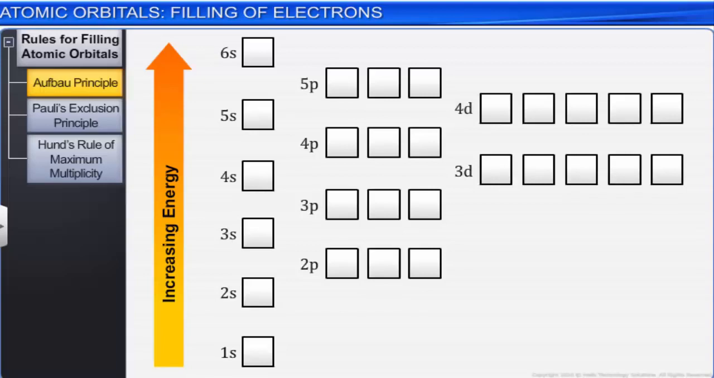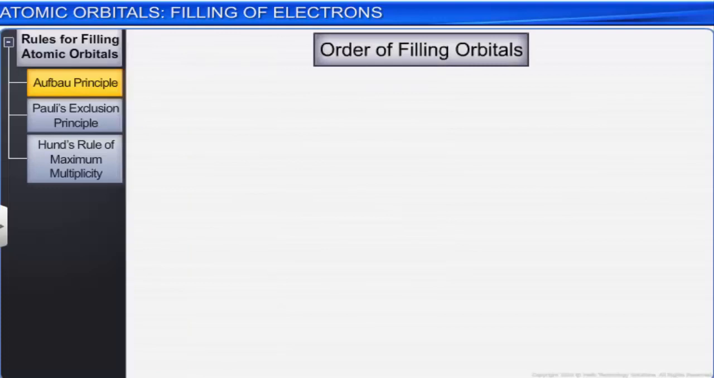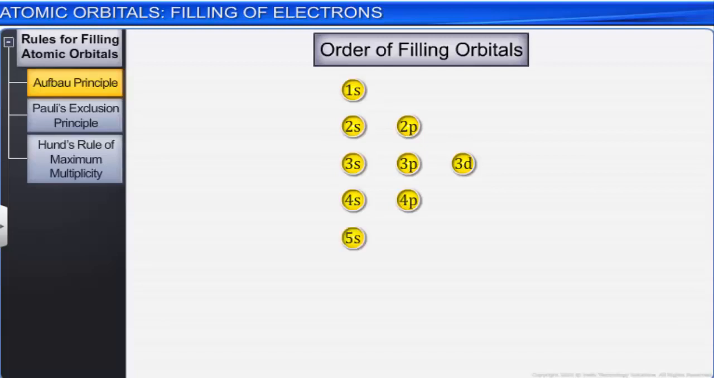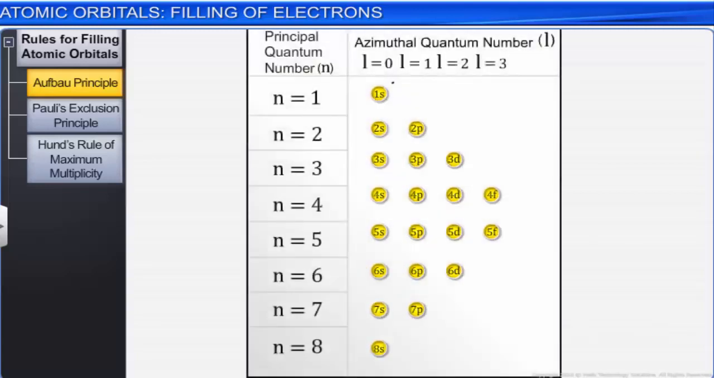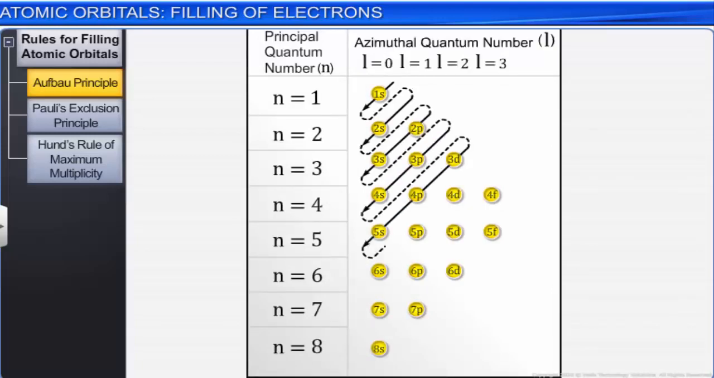The order in which the various orbitals are filled is 1s, 2s, 2p, 3s, 3p, 4s, 3d, 4p, 5s, 4d, 5p, 6s, 4f, 5d, 6p, 7s, and so on. This order can be represented in the form of a diagram as shown here, in which the direction of arrows indicate the order of filling of the orbitals. This representation can be conveniently remembered.